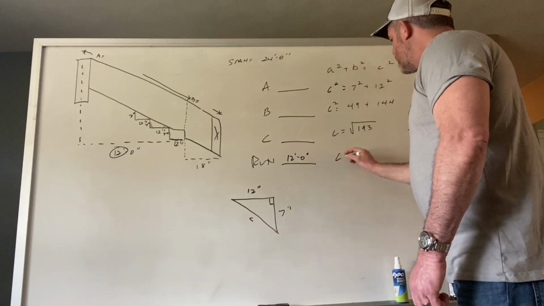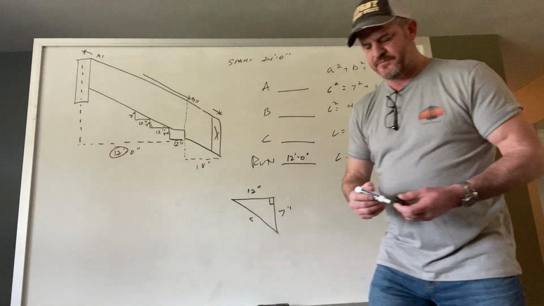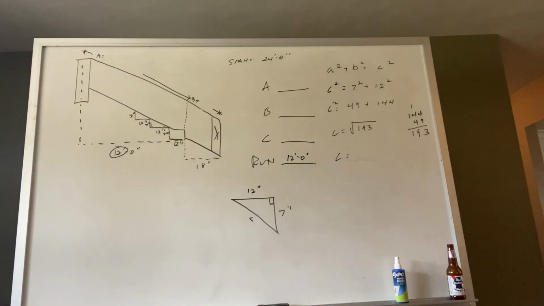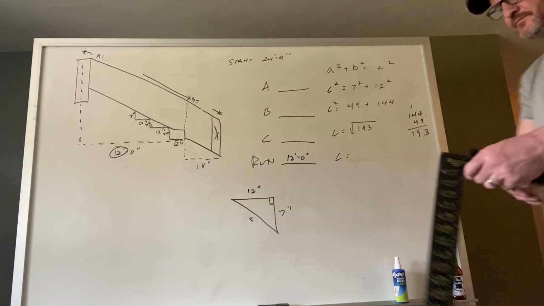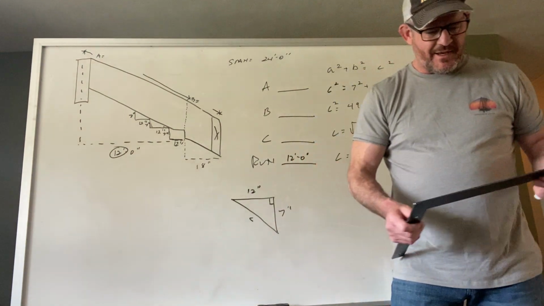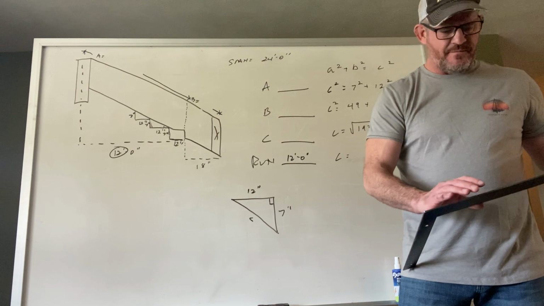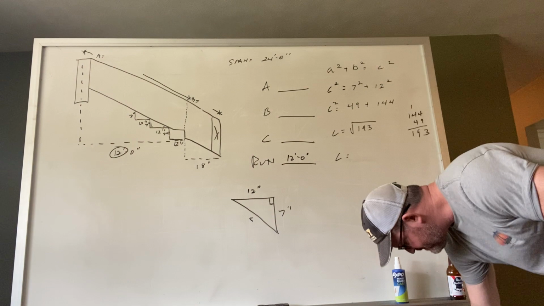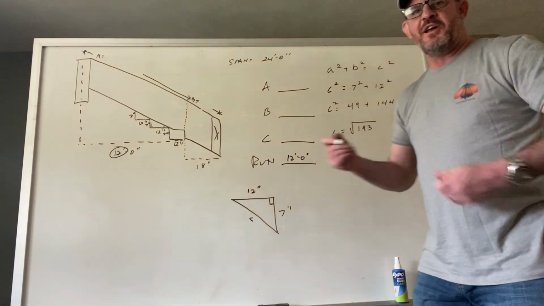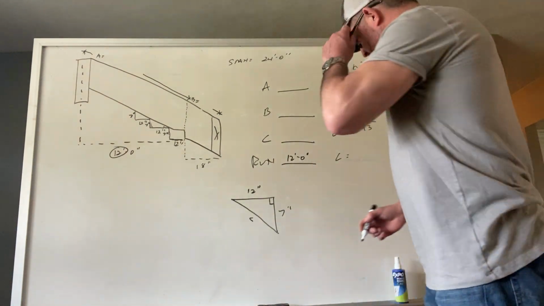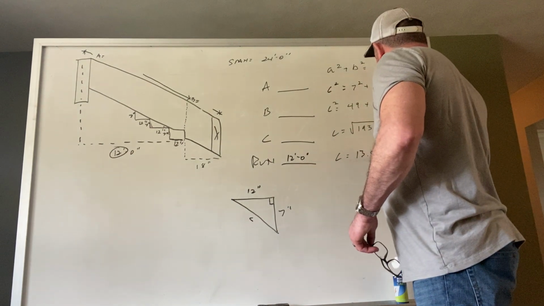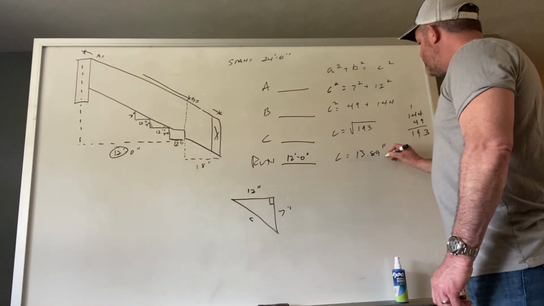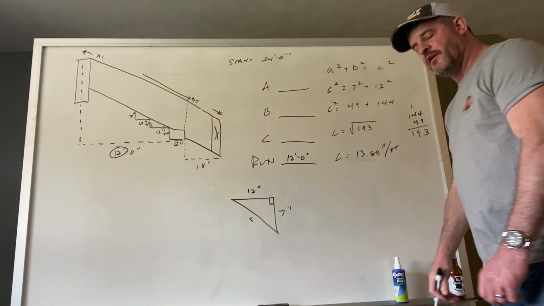Everybody go to your calculators and do that. Get your calculator out. I'll give you a couple of seconds to do that. Let everybody solve for it. I'm not just going to tell you. I want you to solve for it. It is 13.89. And what are my units? My units are inches per foot of run.